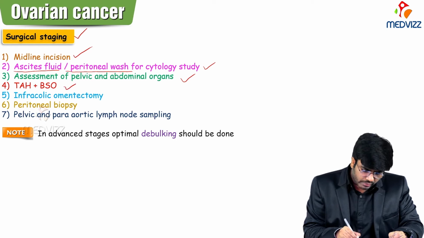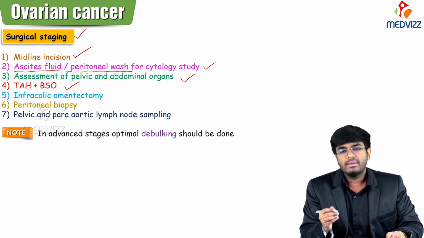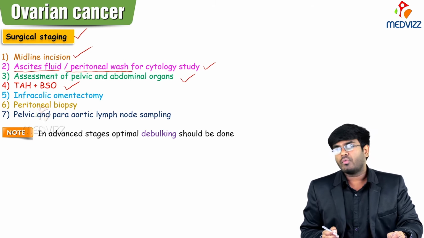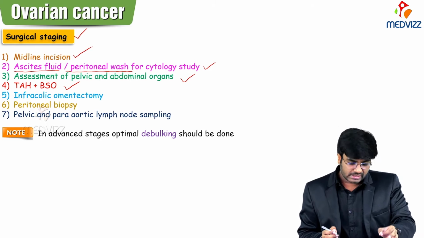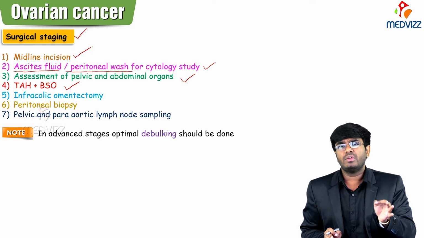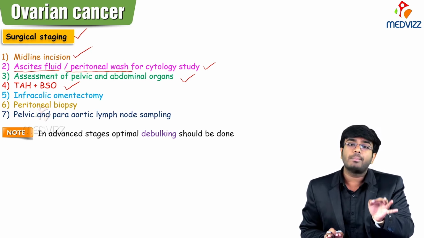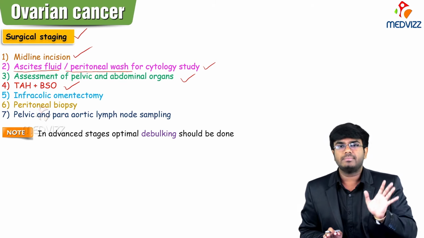After that, you will be performing total abdominal hysterectomy with bilateral salpingo-oophorectomy. Important point. This is what we are doing for the ovarian cancer. If someone asks you what is the treatment that we'll be doing for the ovarian cancer, that's total abdominal hysterectomy along with the bilateral salpingo-oophorectomy.